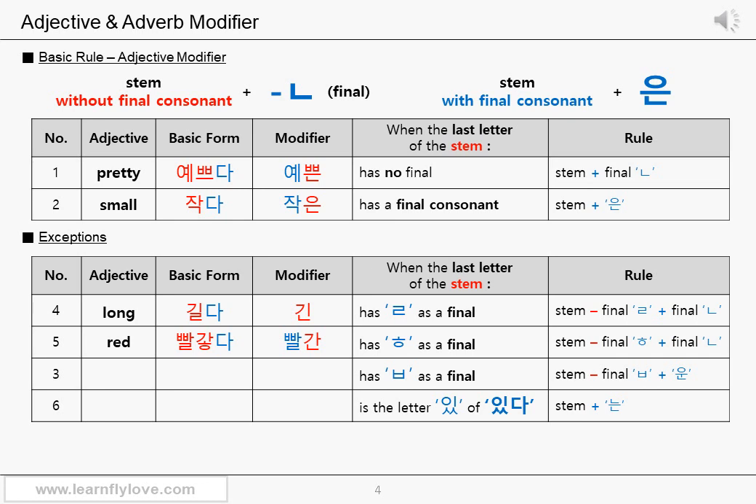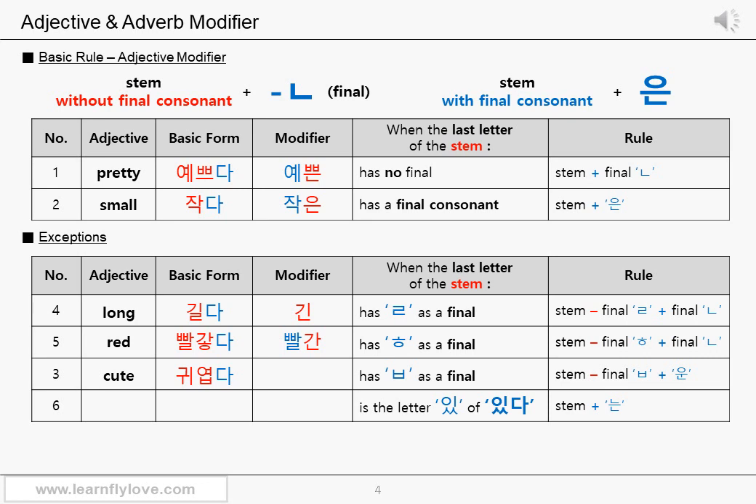Because the H consonant is a silence, this one looks pretty much the same as the first one. Let's see the next one. The adjective cute. The basic form of the adjective cute is 귀엽다. What would be the stem? 귀엽. 귀엽 is the stem, and the last letter of the stem, 엽, has the final consonant, B.